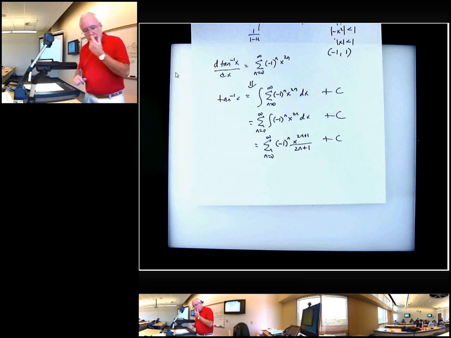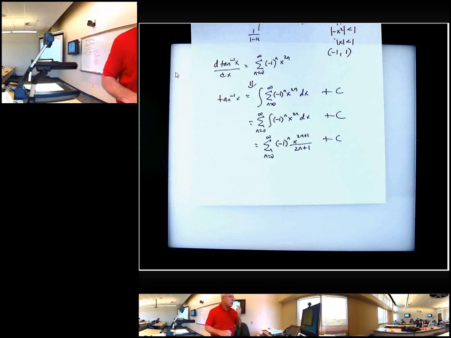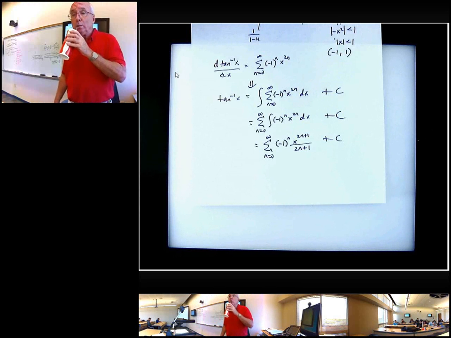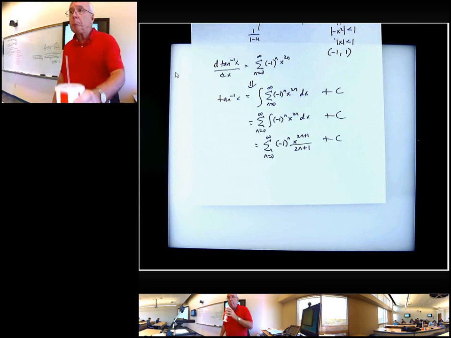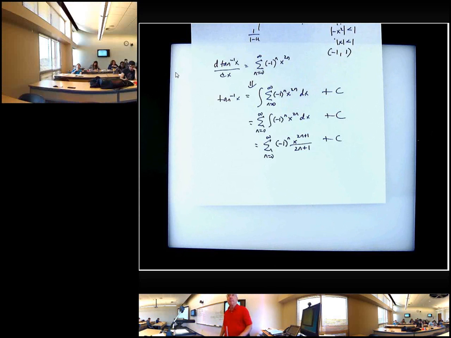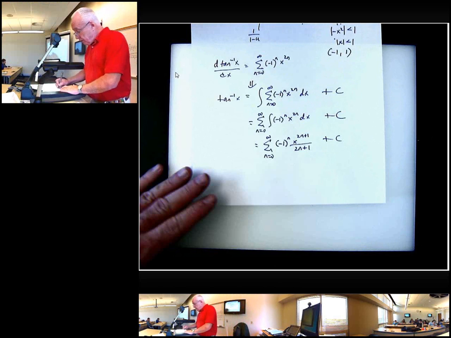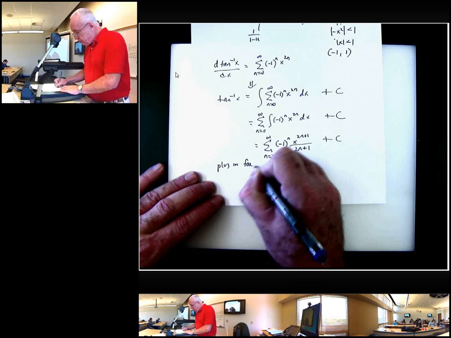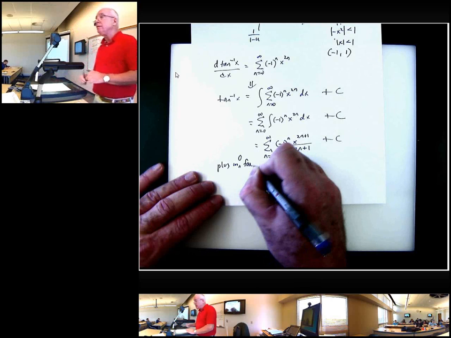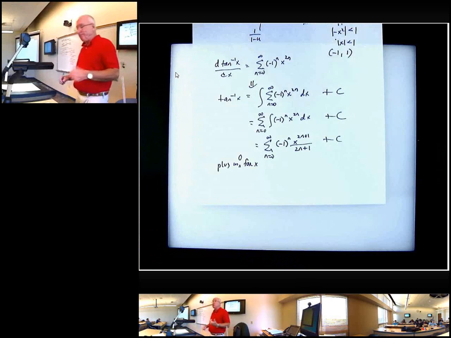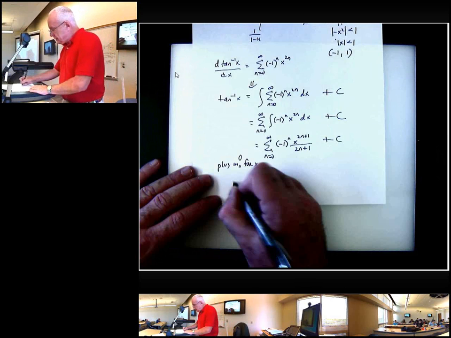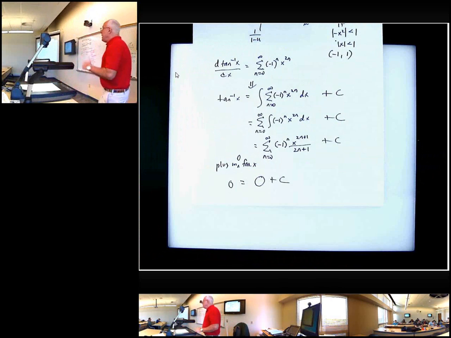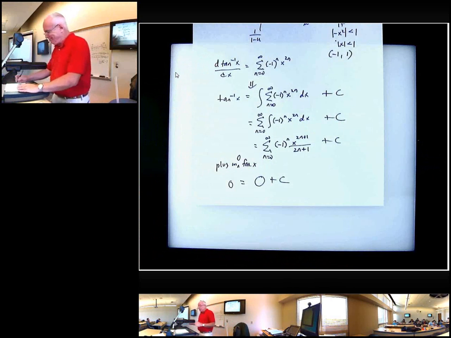And what do we think the c is going to equal here? If I plug in 0 for x, tan inverse of 0 is 0. This is one big 0 plus c. So c has to equal 0.